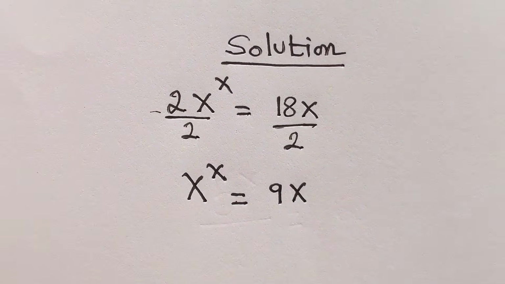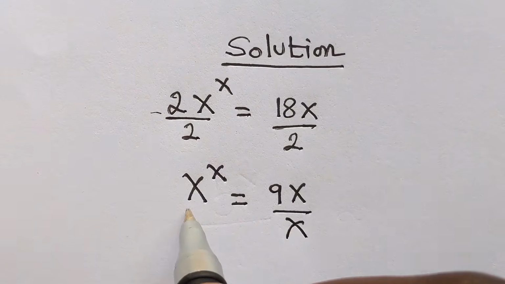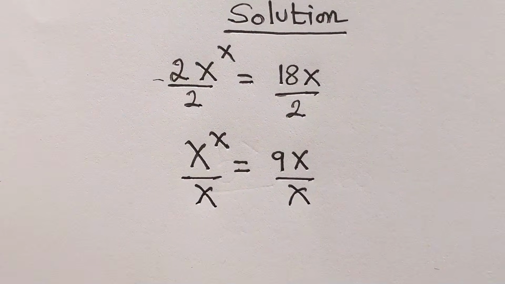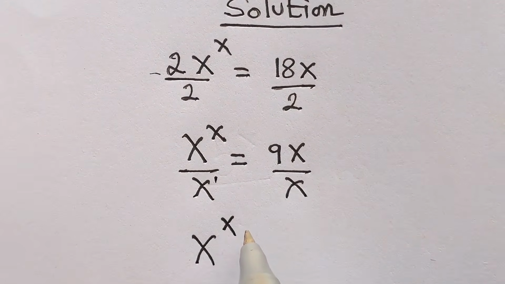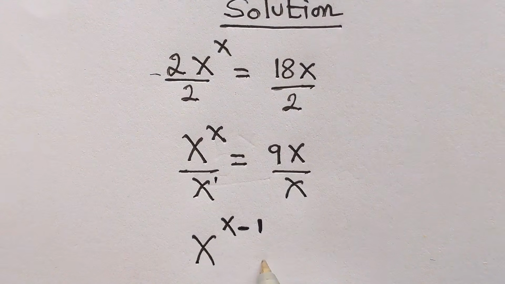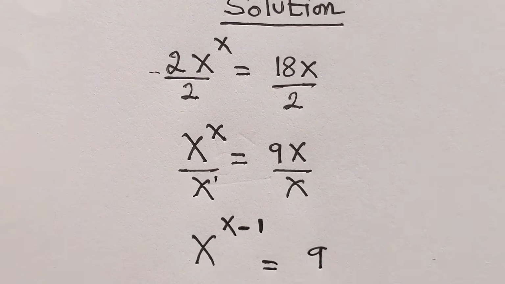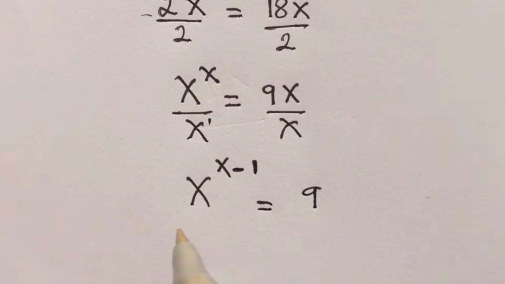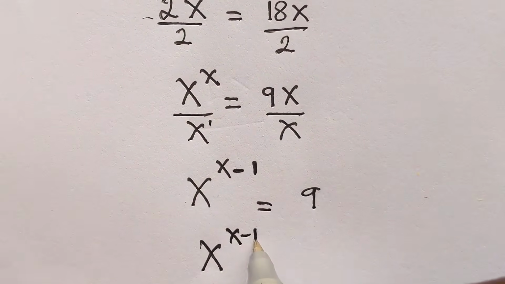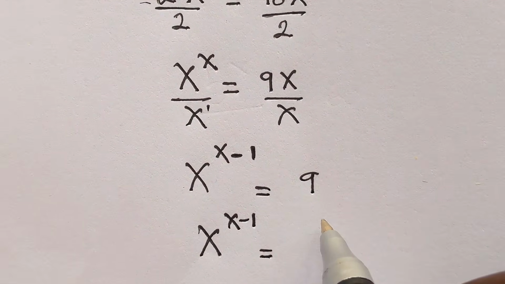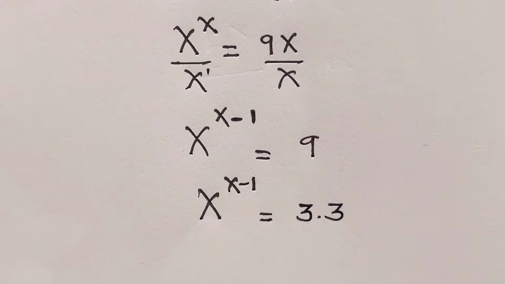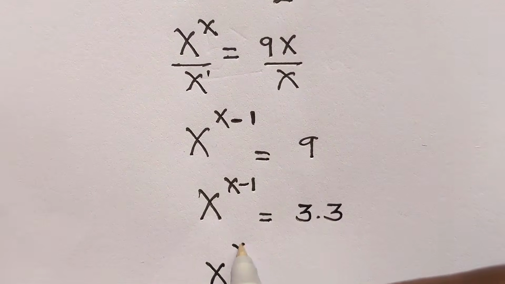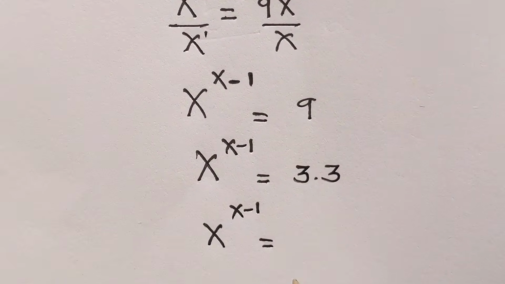So what are we going to do here? We are going to divide by x again on both sides, so that we could get x^x. Because here we have a power of 1, we will subtract 1 to get 9, right? So we shall write x^(x-1) equal to, by changing this 9 into base 3, we shall get 3 times 3. So this is x^(x-1) equal to 3 squared.